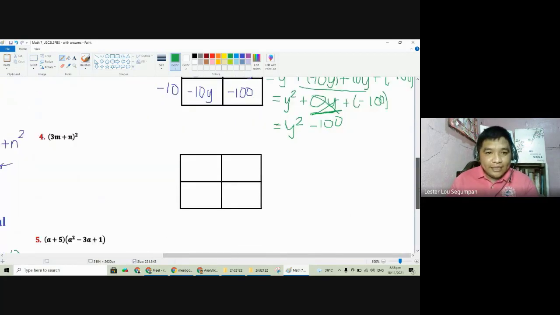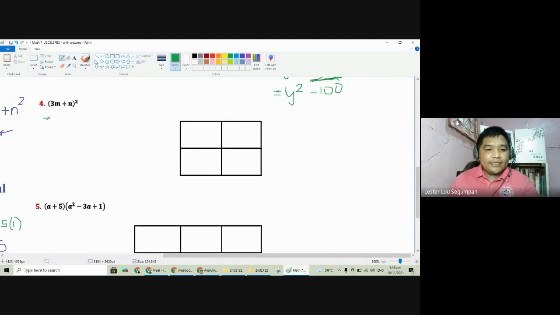We still have two items here. For number four, as discussed in the previous video, this is actually the condensed form of writing two binomials of 3m plus n multiplied by each other. Okay, so 3m plus n times 3m plus n. And we could place here 3m and then plus n, and here 3m, another plus n.